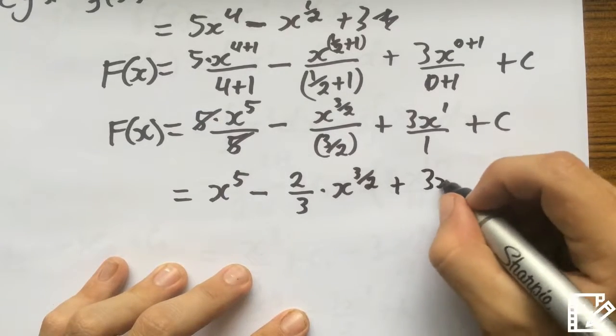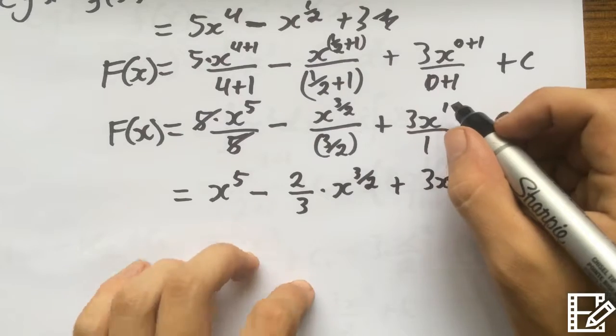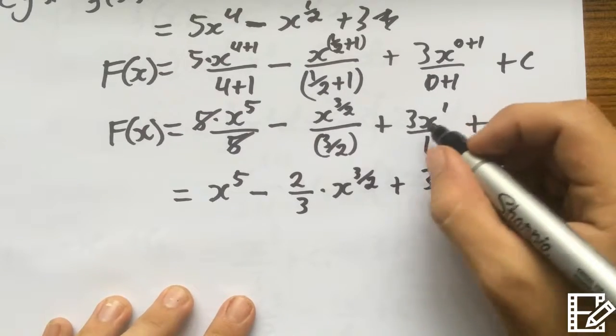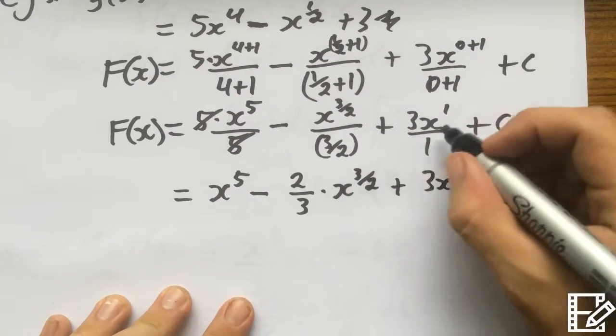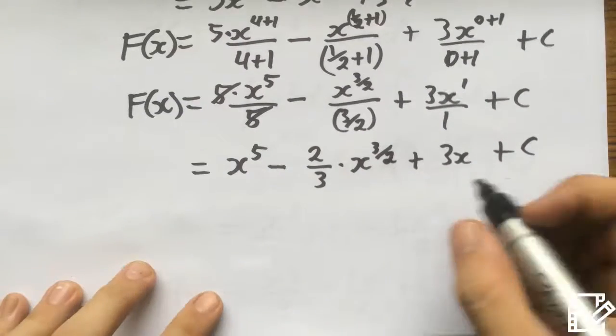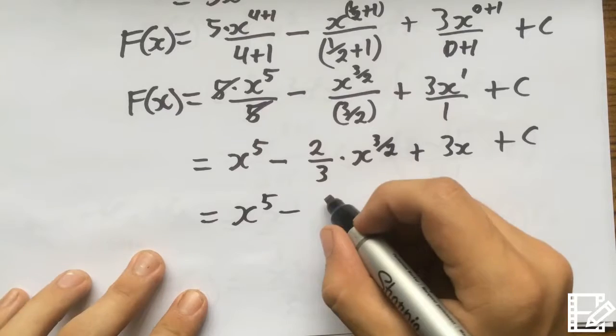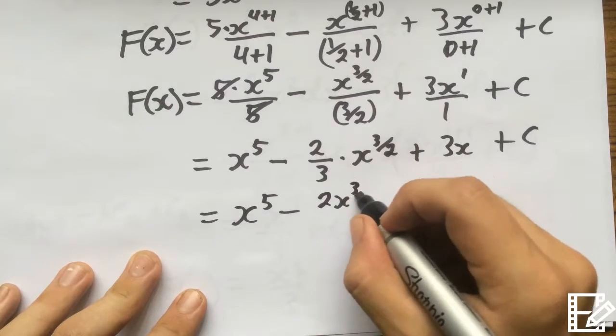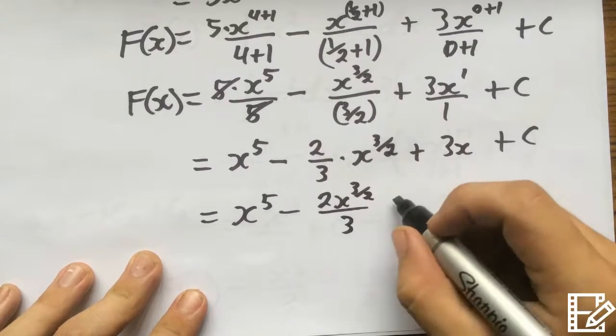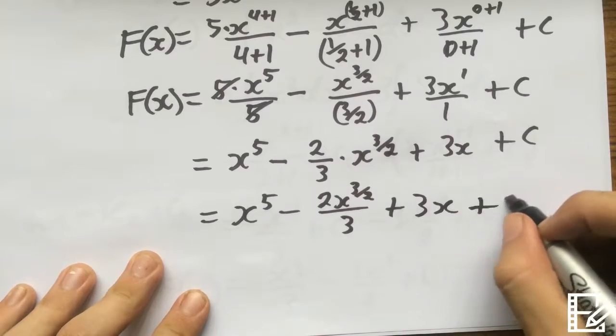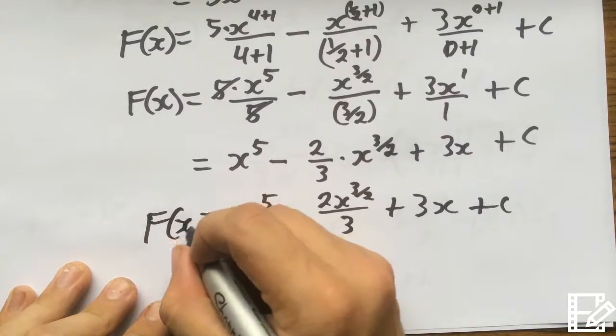Plus 3x, because 3x to the power of 1 is just x, and over 1, it's the same thing. So this equals that, plus c. So what we'll have at the end is x to the power of 5 minus 2x to the power of 3 on 2 over 3 plus 3x plus c, and that is the integral.